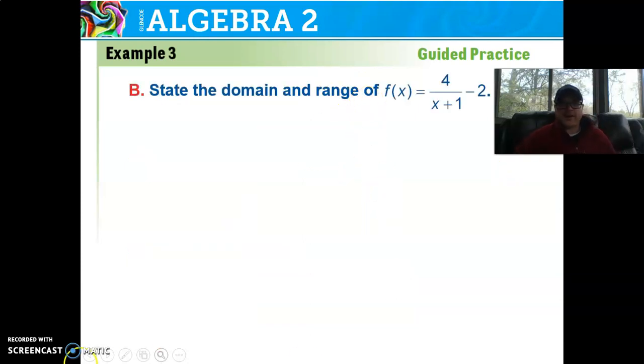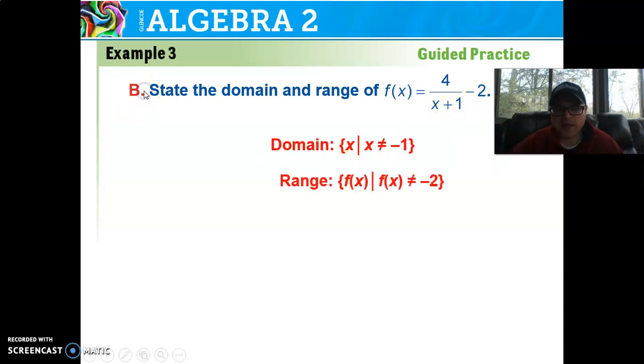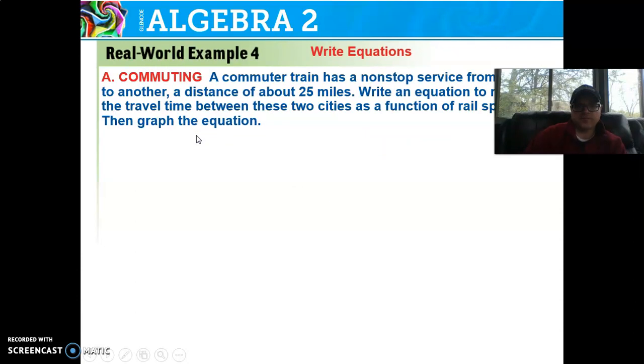State the domain and range of this function. Pause it if you need to. H equals -1, k equals -2, so the domain is x cannot equal -1, and the range is y cannot equal -2. So sometimes we can have real-world applications where we can write equations that end up being rational functions that involve dividing by an unknown quantity.